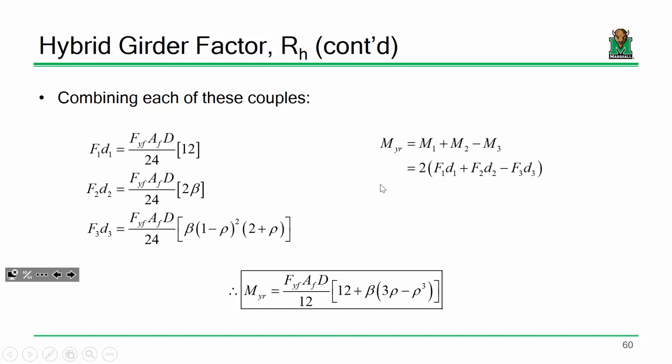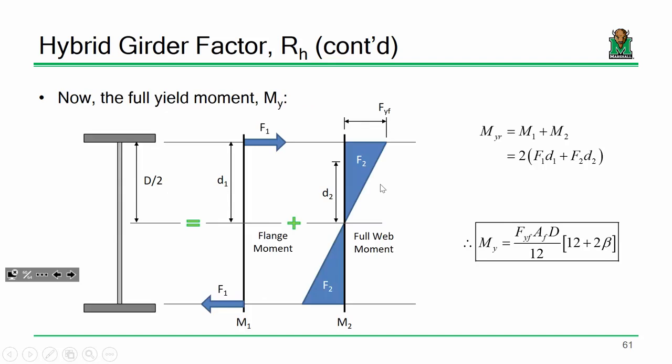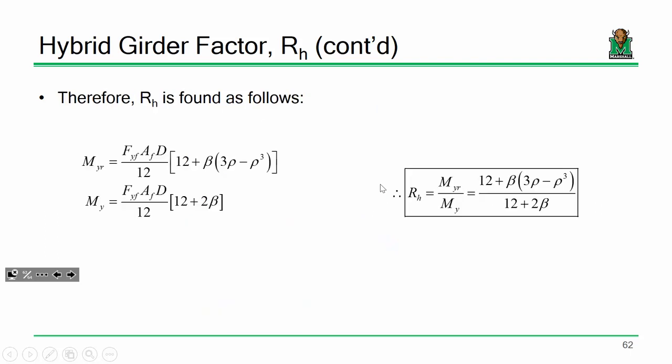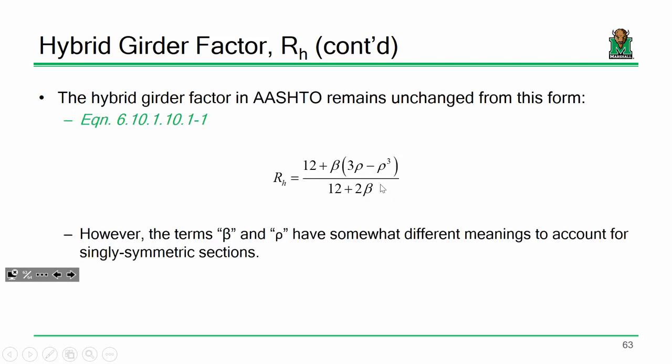Add those up. I propose to you that what's going on in that box down below is the reduced yield moment. Now I've got to get the full yield moment, which is simple because the full yield moment was just this plus that. The whole problem was that m sub 3. So do this plus this. I've already derived all of that. Divide by 2, and there's my hybrid girder factor. Little involved on the algebra, but all in all, I don't think it's a very complicated idea. Sound good?